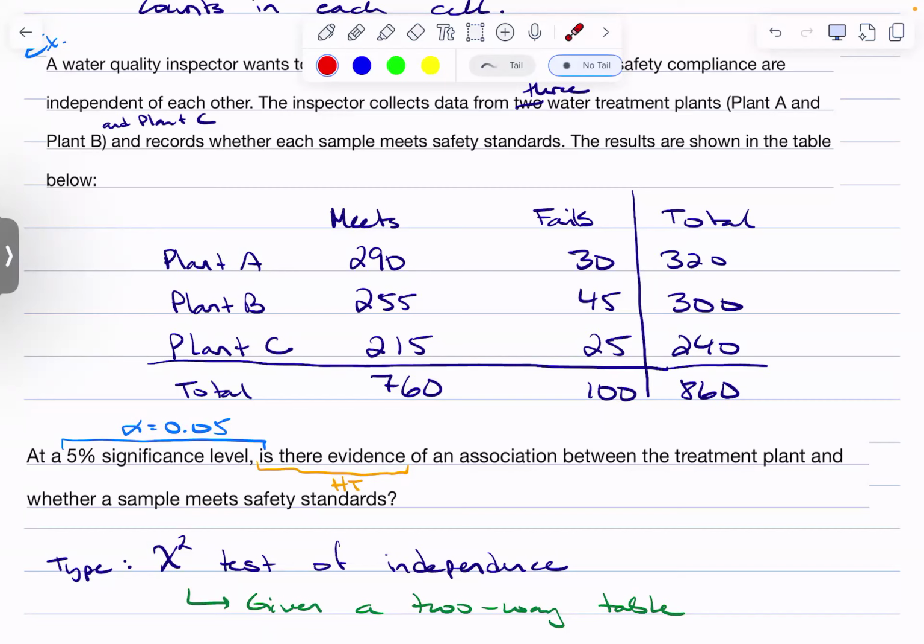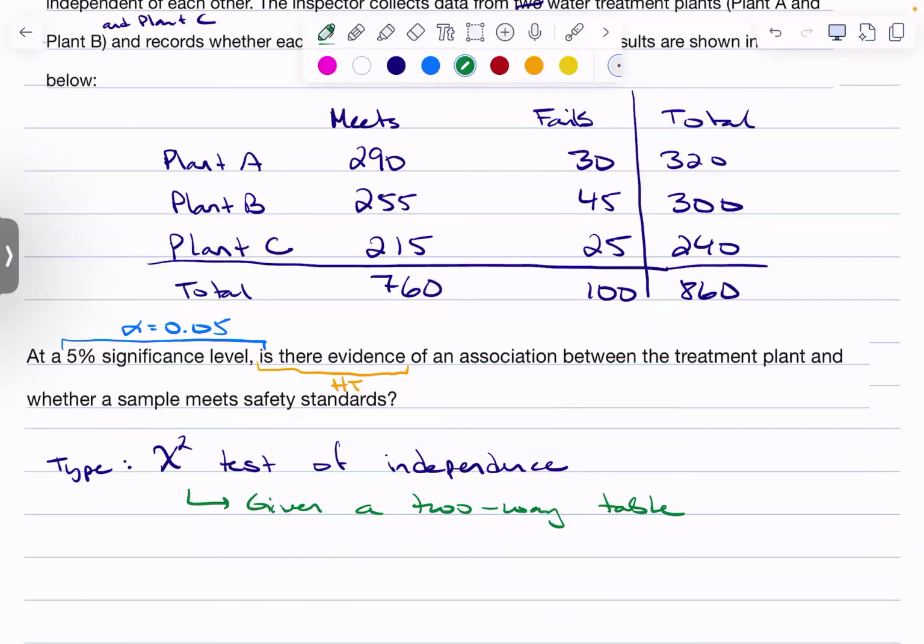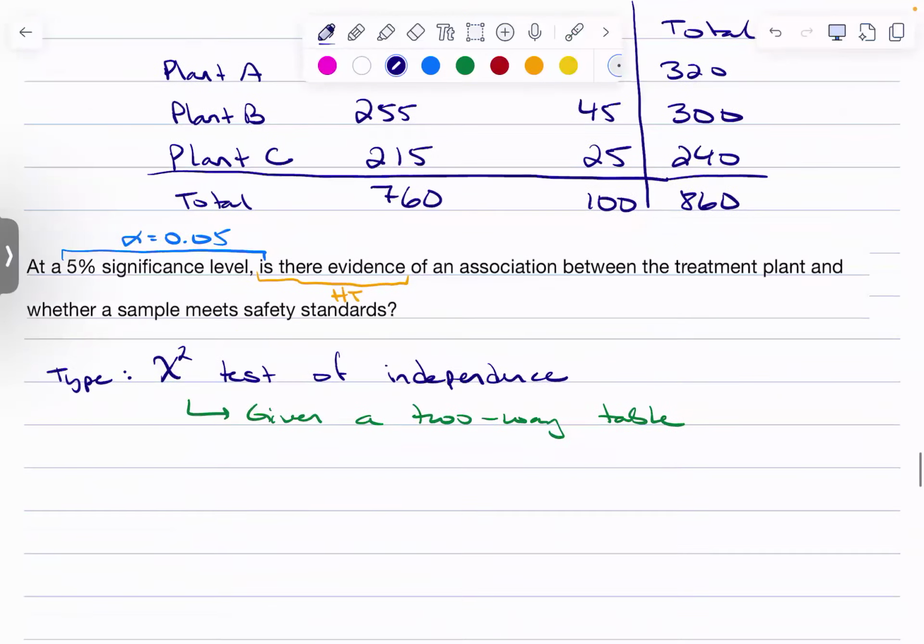If you want to compare the proportion from plant A that fails the safety standards to the proportion from plant B that fails the safety standards, 30 over 320 versus 45 over 300, that makes it a two sample proportion question. And now here we are considering the two variables against each other. So you could, but I'm not that mean. But it's nice practice.